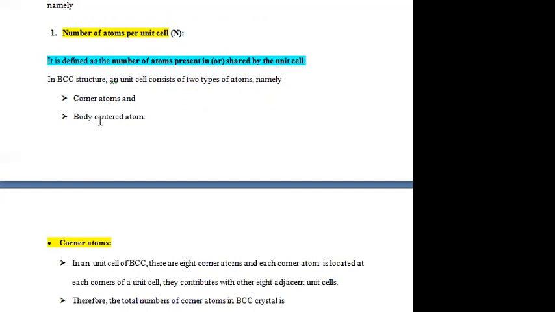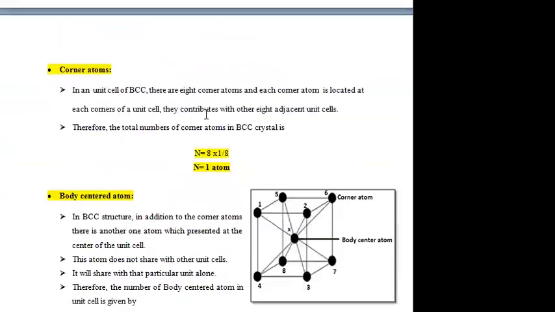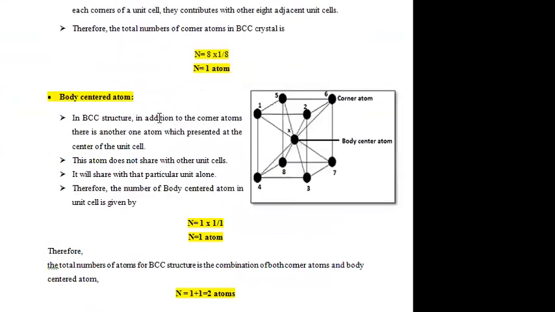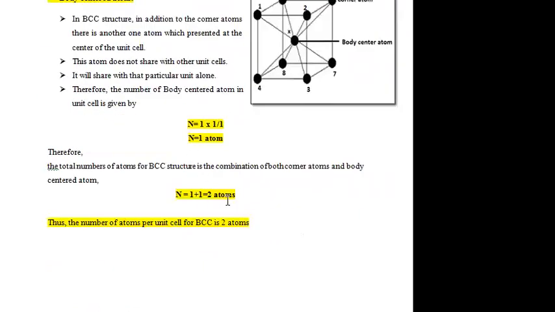In addition to the corner atoms, there is one body atom located at the center. The center body atom contributes entirely to its own unit cell. We can write 1 into 1 by 1 is equal to 1 atom. So the total number of atoms per unit cell for BCC is 2: 1 for the corner, 1 for the body.